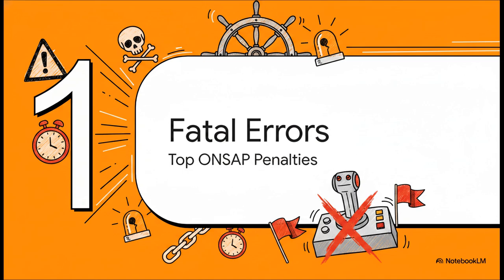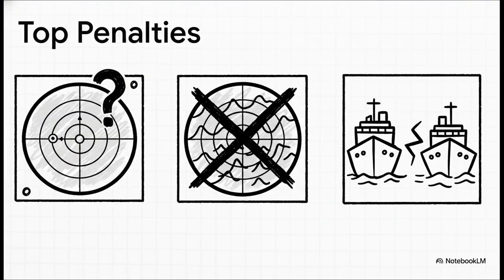Okay, let's dive into this. Part 1, Fatal Errors and the Top ONS Penalties. You know, when people fail the ONSAP test, it usually isn't because they don't understand basic navigation. No, it's because they run afoul of the simulator's super strict penalty system literally right out of the gate. To beat this test, you've got to know exactly what the computer is just waiting to penalize you for. Number 1, not acquiring a target. The second a vessel enters your range, the simulator expects action. If you just watch it approach without officially acquiring it in the system, boom, you're getting dinked.